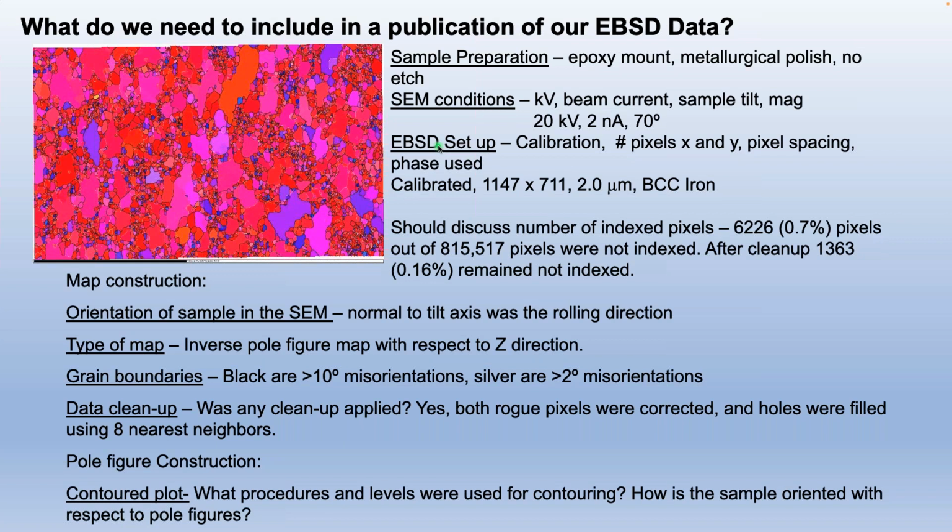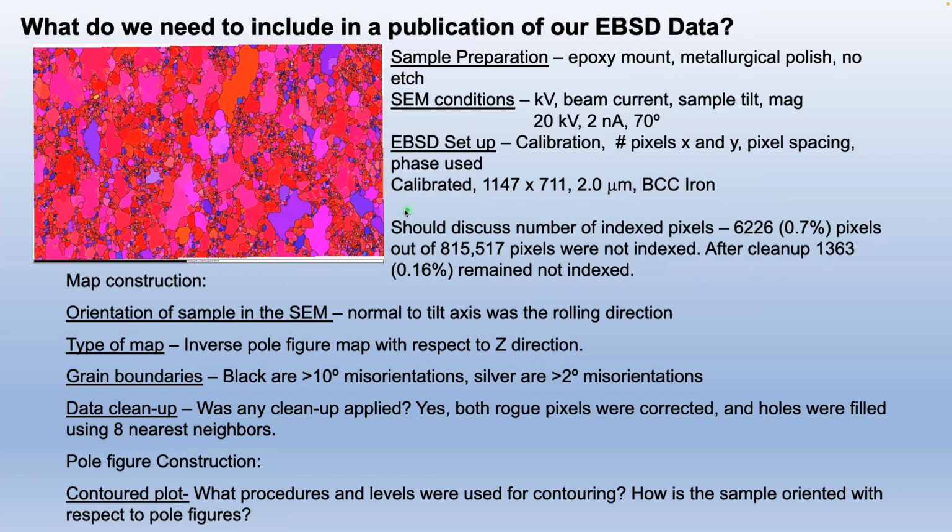What about the EBSD setup? Was it calibrated? Yes. What were the pixels in X and Y? There you go. Pixel spacing, 2 microns. What was the phase used to index it? Body centered cubic iron. So you always need to discuss something else here.